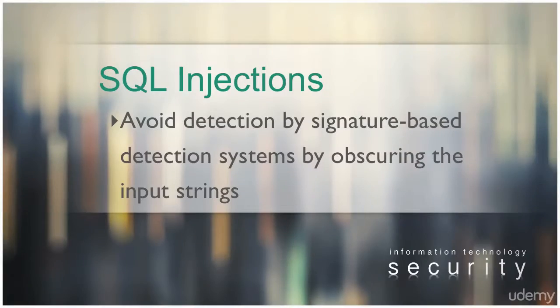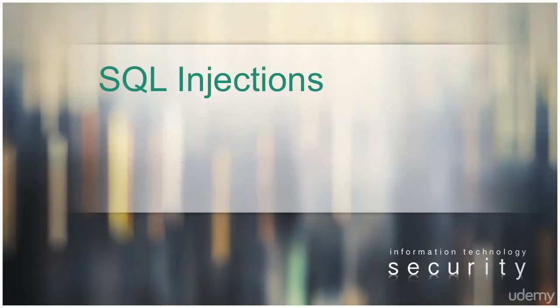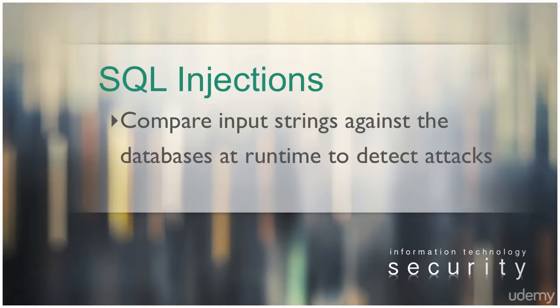Attackers try to avoid detection by signature-based detection systems by obscuring the input strings. Right. Normally, signature-based detection systems build a database of SQL injection attack strings. They compare input strings against the signature database at run time to detect attacks. If there is a match of the attack's signature with one in the database, then it immediately triggers an alarm. This is done in network-based, signature-based IDS systems and signature-based NIDS systems.